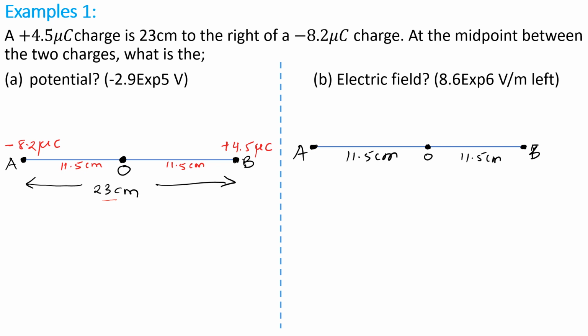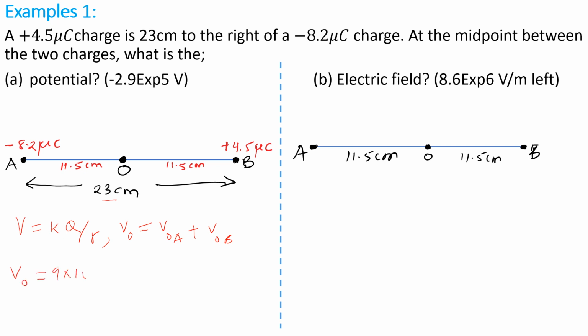And we know that electric potential is kQ over R. So the electric potential at O is due to the charge placed at A, and again due to the charge placed at B. Therefore, we would say that potential at O is equal to potential at O due to A plus potential at O due to B.